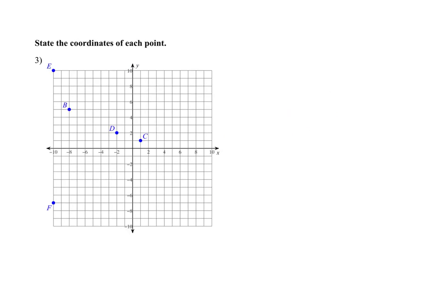The next set of questions is exactly opposite. It just says state the coordinates. You don't have to tell me what axis this is on for these instructions. Just make sure you read your instructions on your quiz. All right? But for this, you're just going to list these.